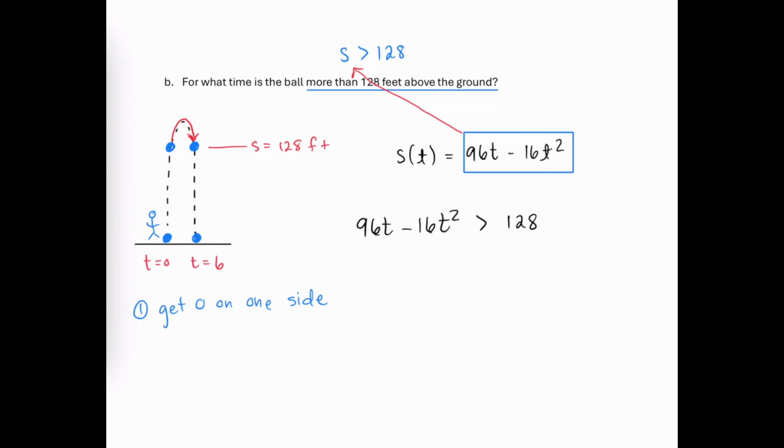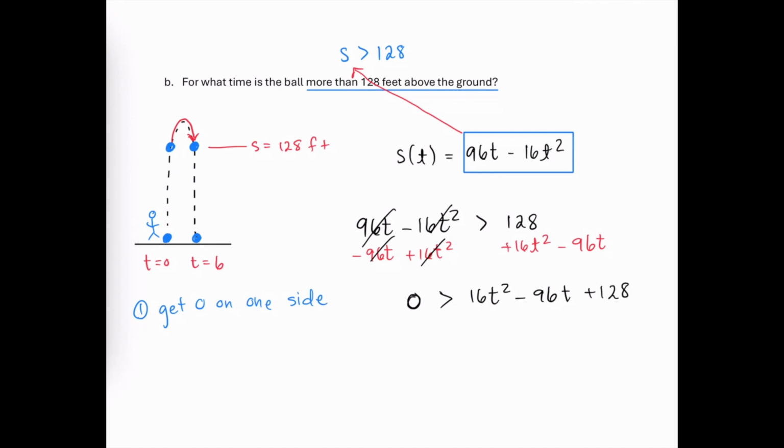No matter which method we choose, the boundary point method or the graphing method, our first step is to get 0 on one side. I usually choose the direction that gives me a positive leading coefficient. So I'm going to subtract 96t and add 16t squared to both sides. This leaves me with 0 on the left and 16t squared minus 96t plus 128 on the right.